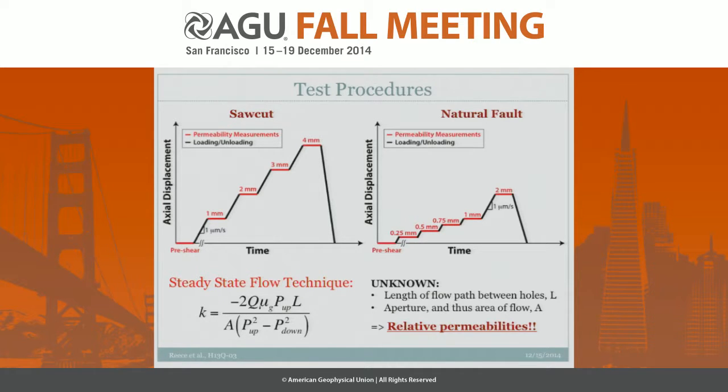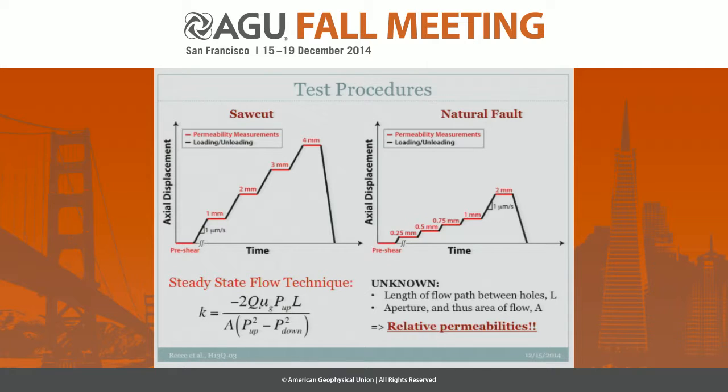With the Sawcut sample we performed first, and we actually noticed that most of that permeability change is occurring early on at low axial displacements. So that's why we adjusted our setup a little bit for the natural fault and added increments. We basically went in 1/4 millimeter steps to improve our resolution at the early part of the test.